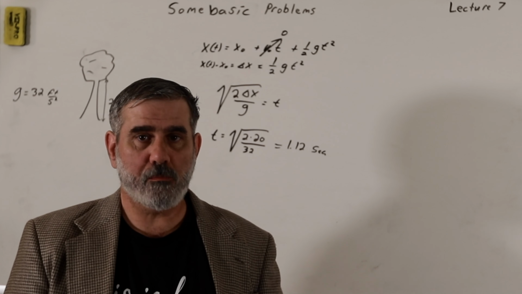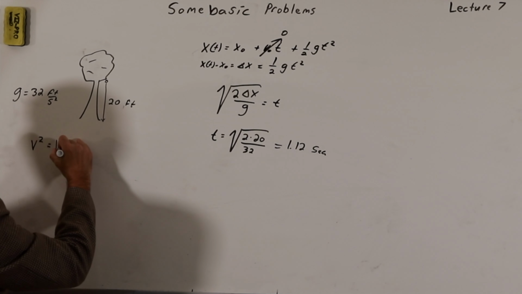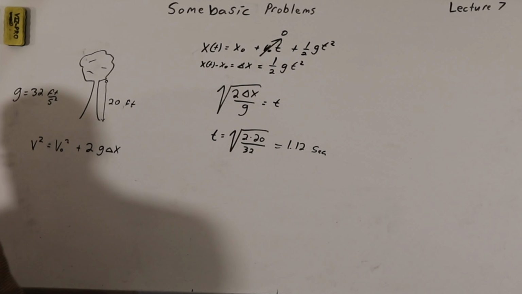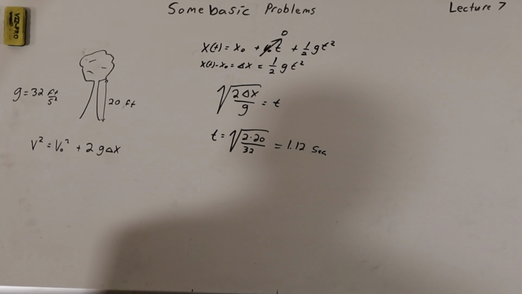Now, you might recall from the last lecture that we derived a formula that allowed us to skip this step of calculating the time entirely. We could have just applied this formula: the velocity squared is equal to the initial velocity squared plus 2g delta x. And that would give us the answer that we're looking for.